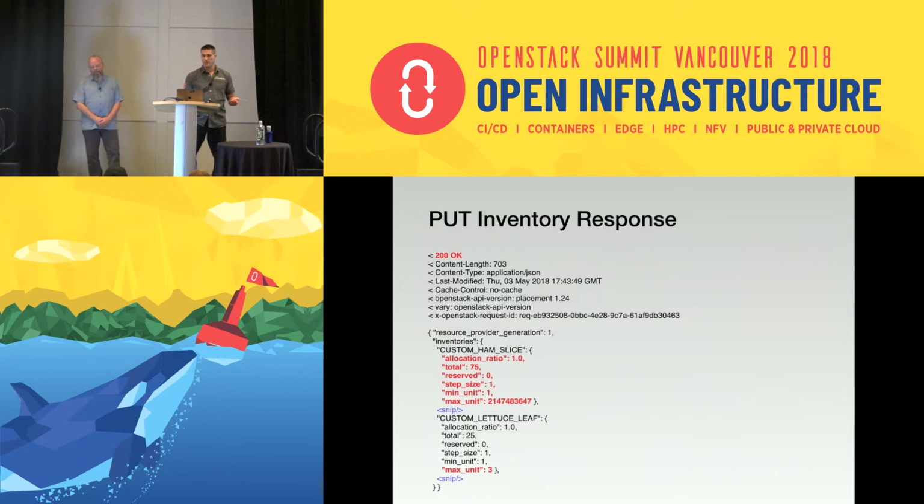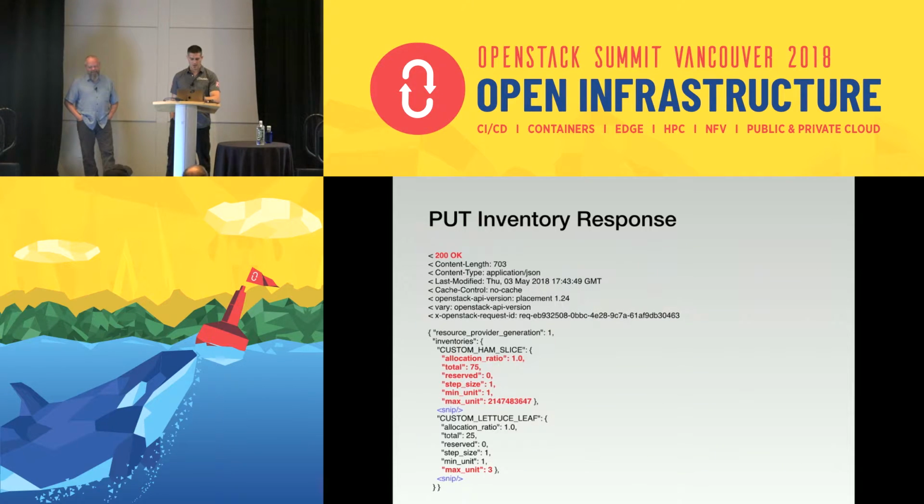Step size and min unit. These are like specifying you can't make a sandwich with just 1 slice of ham. That would be ridiculous. So you would set a min unit of 2. And then a step size of one slice additional to that. Max unit defaults to looks like max int. It's a lot of ham, potentially. So more than there will be on this stage, hopefully. All right. We did actually set a max unit for lettuce leaf because nobody needs more than 3 leaves of lettuce on a sandwich, right?